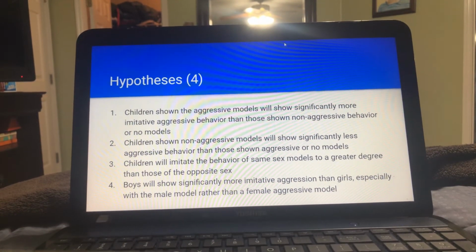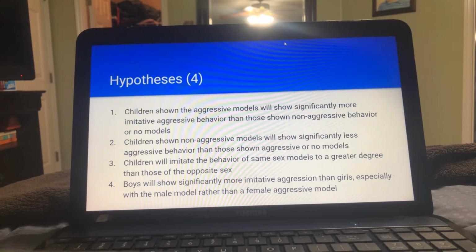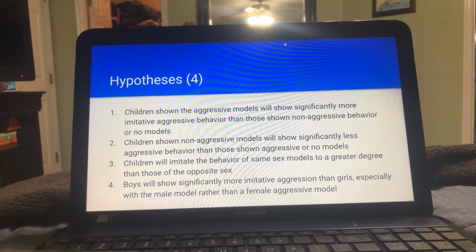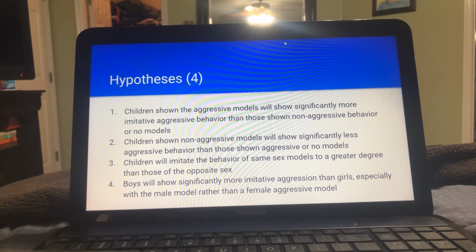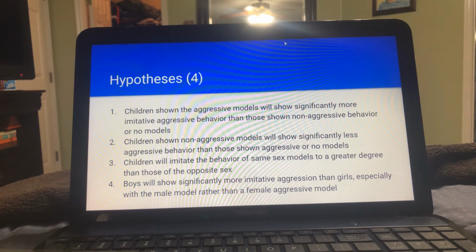And there are 4 hypotheses in this study. The first one is that children shown the aggressive models will show significantly more imitative aggressive behavior than those shown non-aggressive behavior or no models. The second one is that children shown the non-aggressive models will show significantly less aggressive behavior than those shown aggressive models or no models. 3, children will imitate the behavior of same-sex models to a greater degree than those of the opposite sex. And 4, boys will show significantly more imitative aggression than girls, especially with the male model rather than a female aggressive model.